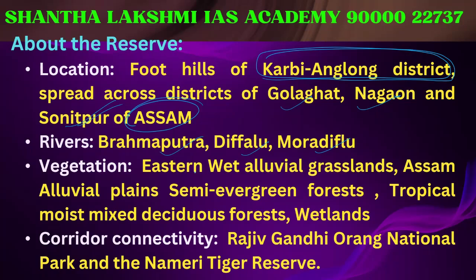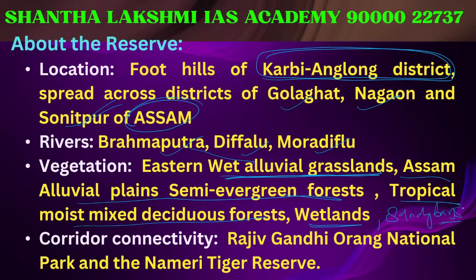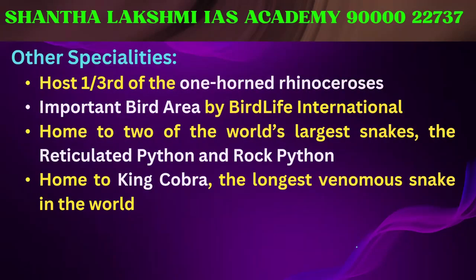So coming to the vegetation of this park, it includes the eastern wet alluvial grasslands brought by the alluvial sediments of this Brahmaputra River. Next, the Assam alluvial plains, which are semi-evergreen forest, and the tropical moist mixed deciduous forest, along with the wetlands and the sandy bars also. So these are the vegetation of this Kaziranga National Park. This park also has a corridor connectivity, which connects with the Rajiv Gandhi Orang National Park and the Nameri Tiger Reserve of Assam. And now coming to the other special features of this Kaziranga National Park.